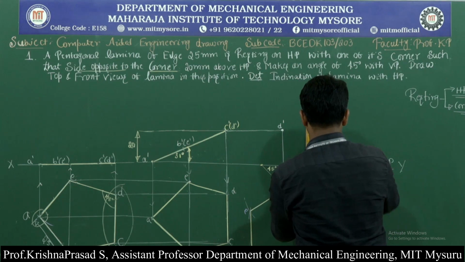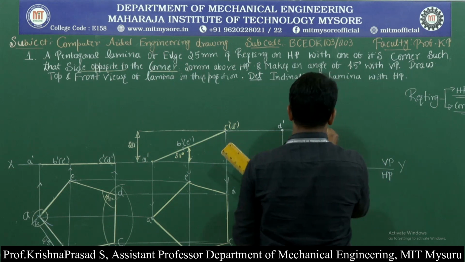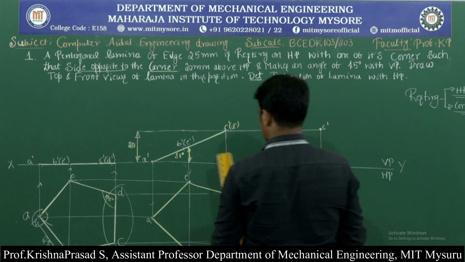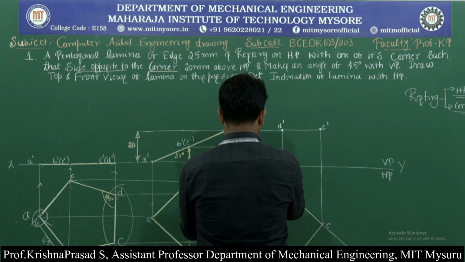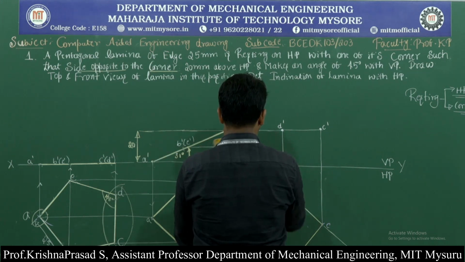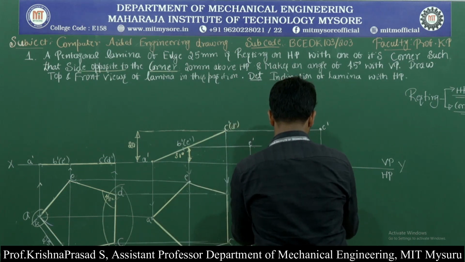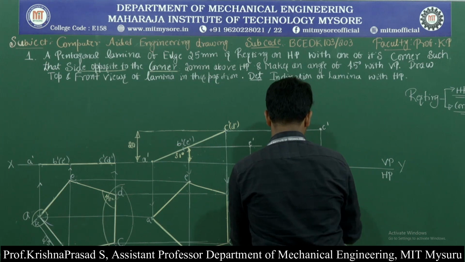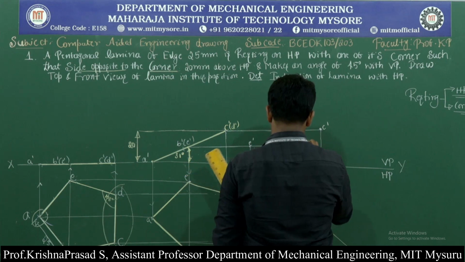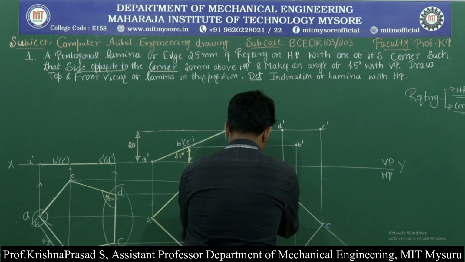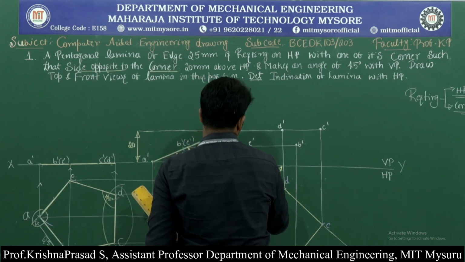Similarly this is C and this is C dash, both meeting at a point C dash. Similarly this is E dash and this is E, both meeting at a point E dash. Similarly this is B, this is B dash, both meeting at a point B dash. Similarly this is A and this is A dash, both meeting at a point A dash.